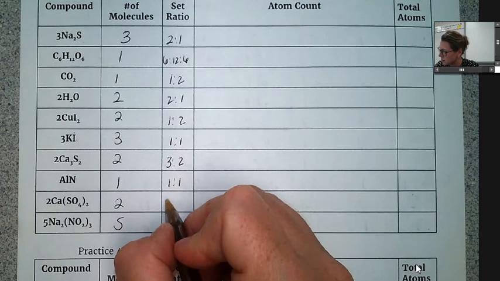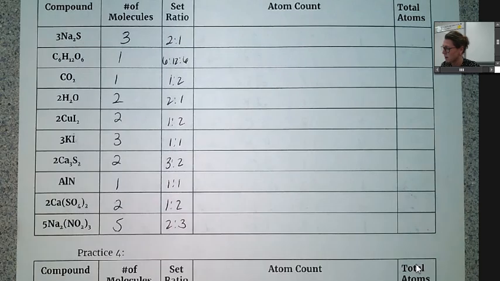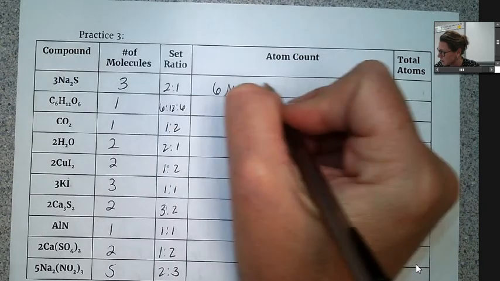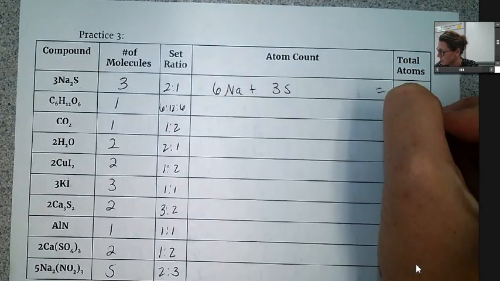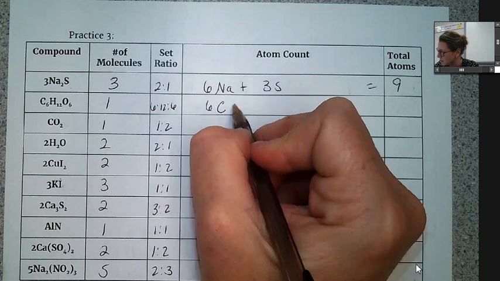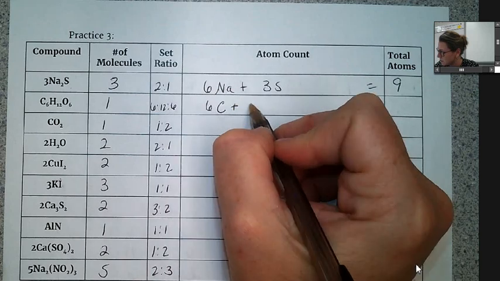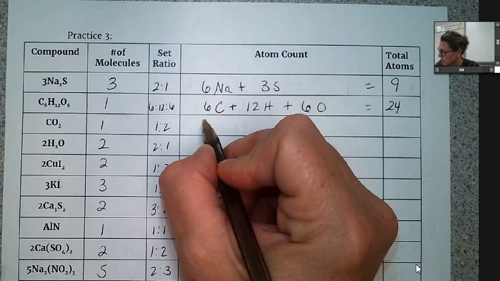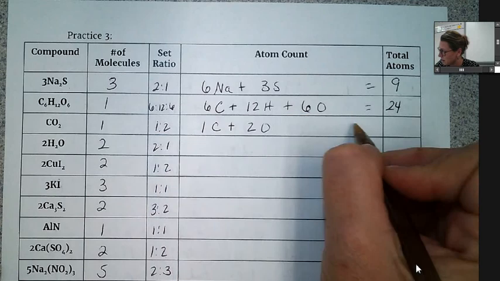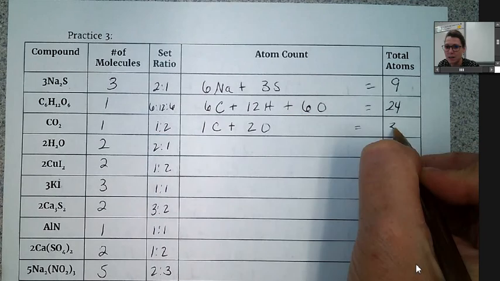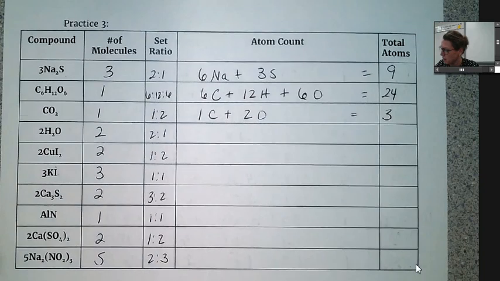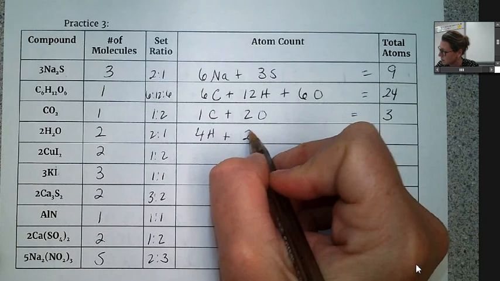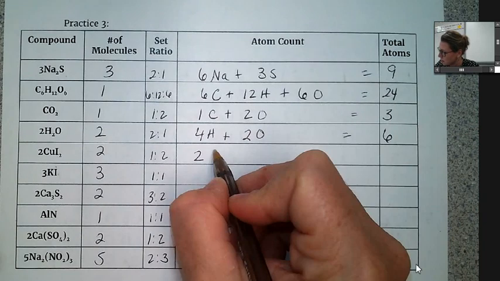All right, so let's count our atoms and get our totals. So I have 6 sodium plus 3 sulfur, which is 9. This one I have 6 carbon plus 12 hydrogen plus 6 oxygen, which is going to give me 24. This one I have 1 carbon plus 2 oxygen, which is going to give me 3. In this case I have 4 plus 2 is equal to, that's 4 hydrogen, 2 oxygen, which is going to give me 6. This case I have 2 copper plus 4 iodine, which is going to give me 6.